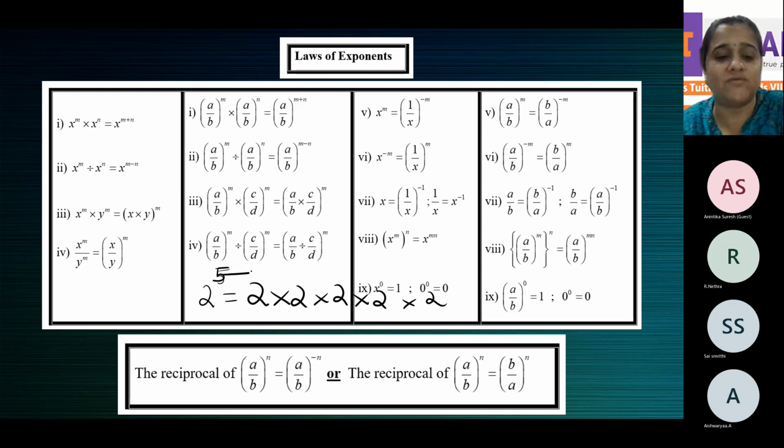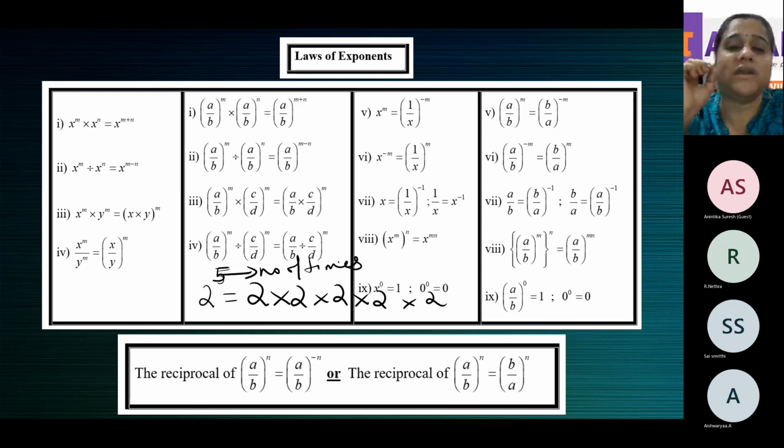The power indicates the number of times. So 2 to the power 5 means the base 2 has to be multiplied with itself 5 times. So 2 into 2 into 2 into 2 into 2, which is 32.